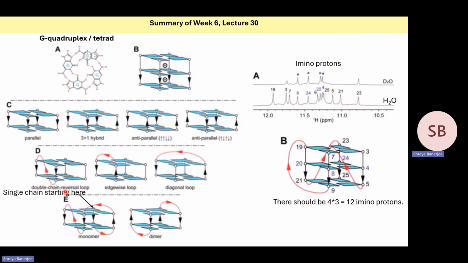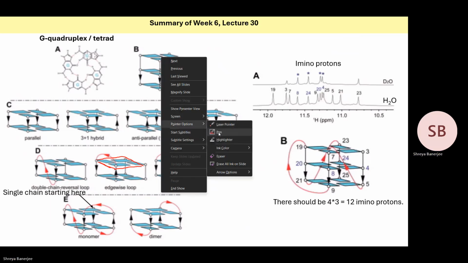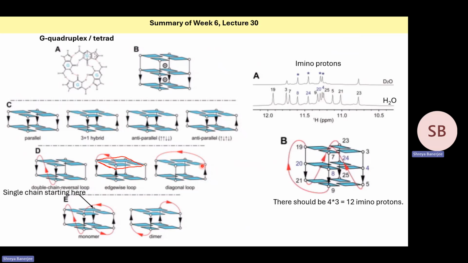Then you can have something called a double chain reversal loop. Here you have 2 chains connected by this kind of loop. Initially, these were 4 separate chains; in this case, you have just 2 chains, connected by a loop. You can also have an edge-wise loop. So this is your square, the tetrad, and along the edge of the square, there is a loop, so it's called an edge-wise loop. Or you can have a diagonal loop.